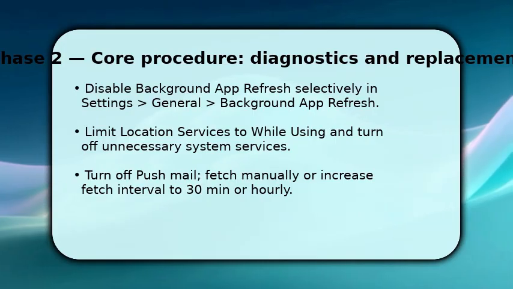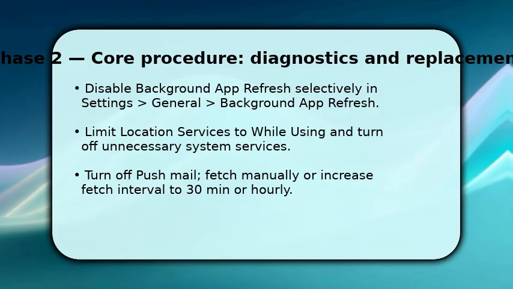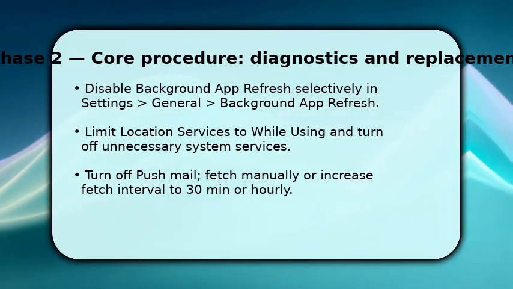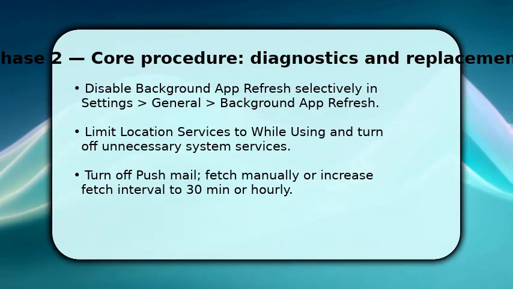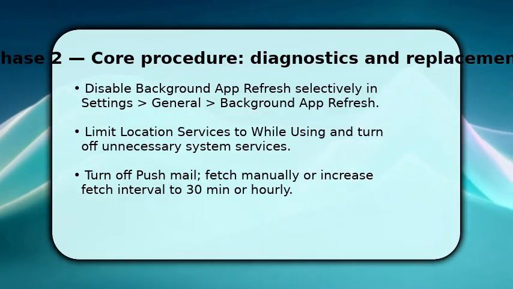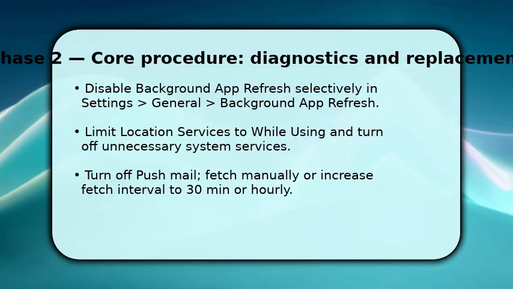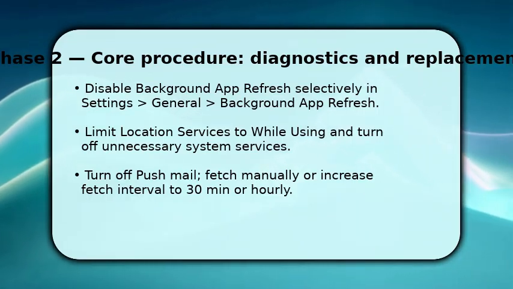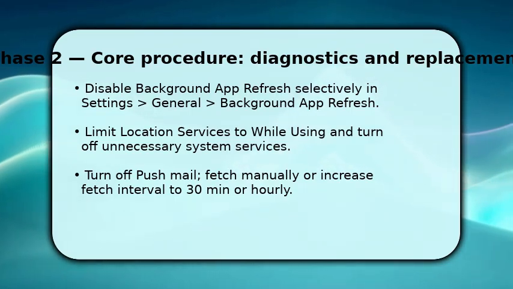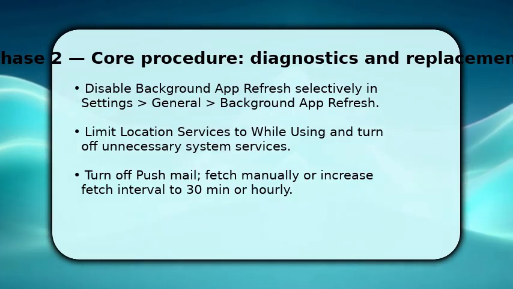Go to Background App Refresh and turn it off for apps that don't need real-time updates because constant network use drains battery. Next, set location services to while using for apps that need it and disable high drain system services. This reduces GPS wake-ups. Then, change mail from push to fetch and pick a longer interval or manual fetch. This cuts network polling. Make sure to close heavy apps only if they misbehave, not routinely.